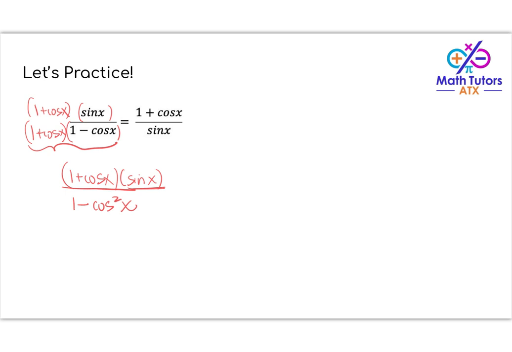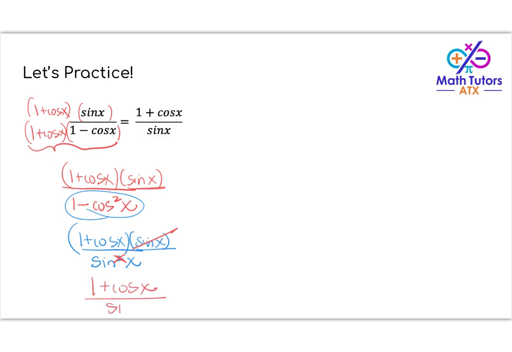But what I am going to do is say, hey, you know what? I'm going to go ahead and replace 1 minus cosine squared. Using one of those Pythagorean identities, we know that that's just going to be sine squared. So I have 1 plus cosine x times sine x. You see where this is going now? Yeah, you probably do. This sine x can cross off with one of these. And I have the 1 plus cosine x over sine x. Ta-da!